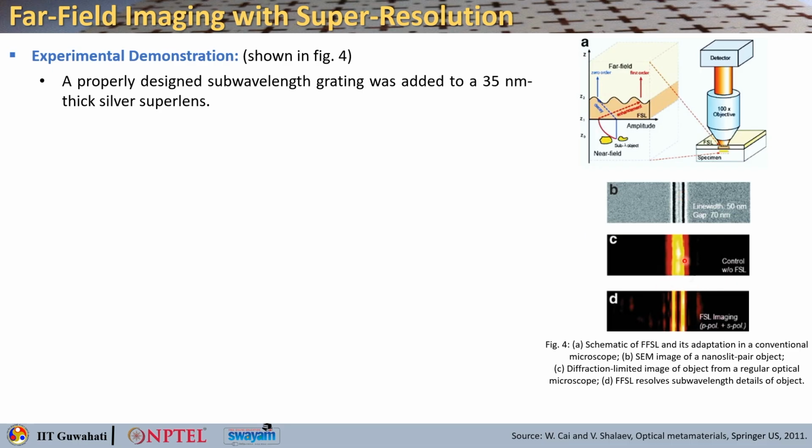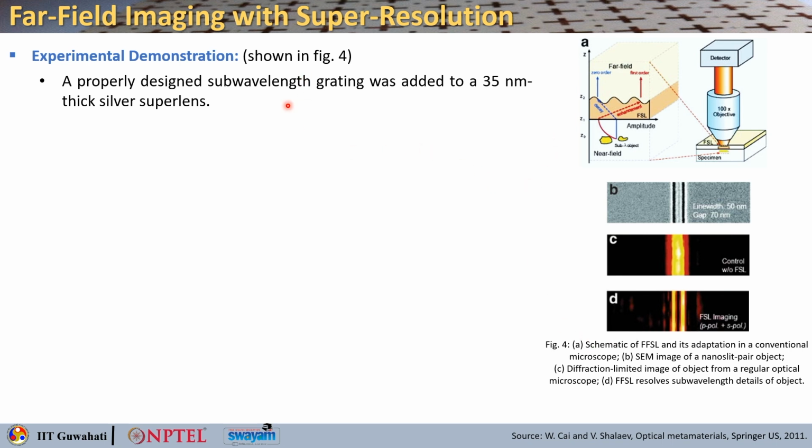Normally, if you use a regular optical microscope, you are not able to detect the two nano slits clearly, because they are diffraction limited. But when you go for FSL images, that means far field super lens images, you are able to get these sub-wavelength details.